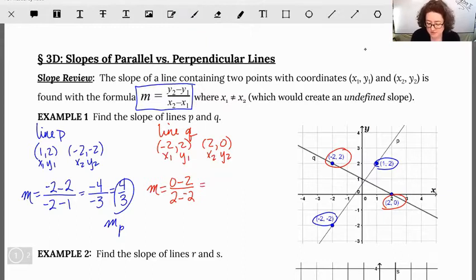0 minus 2 gives me -2. 2 minus -2 is really plus 2, so we have -2/4. But can't we simplify that? Yeah, 2 and 4 have a common factor of 2, so I can write that as -1/2. So that's the slope of line Q. We can do exactly the same thing with horizontal and vertical lines if you don't remember the properties of those lines. So let's do that in example 2.